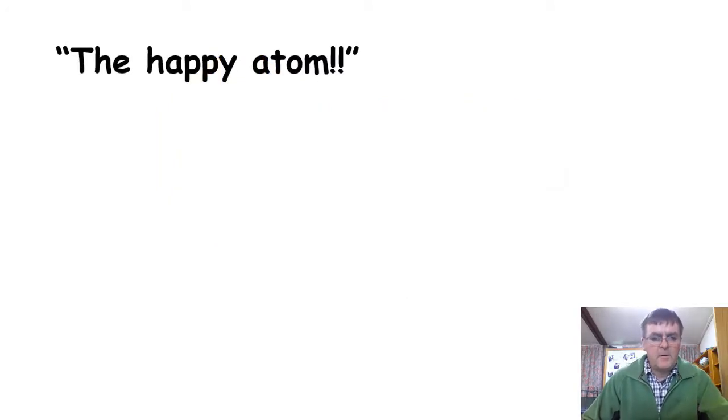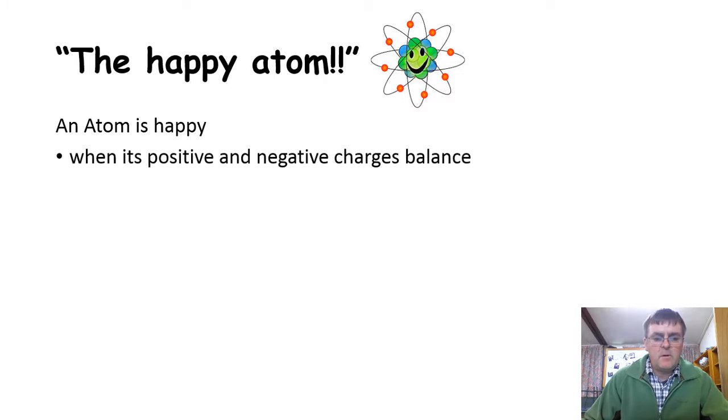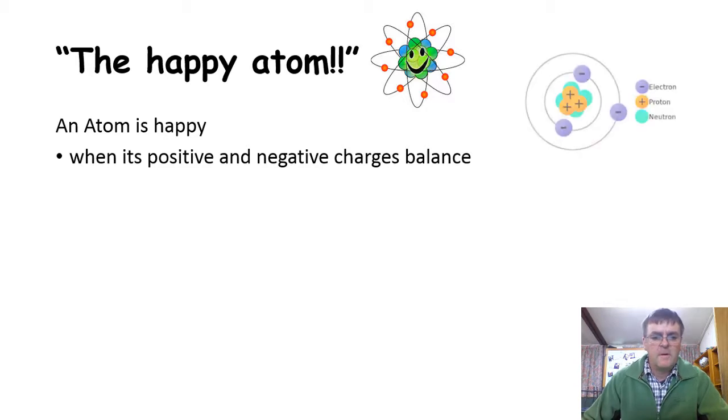G'day, it's Mr. Kane here again, and we're going to look at our happy atom again and what happens when it's not as happy as it could be. So what makes a happy atom? Well, here's one. The atom's happy when its positive and negative charge is balanced. So it's got the same number of protons as it has electrons.